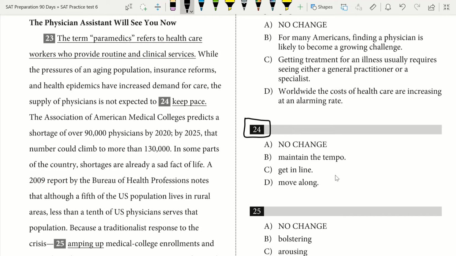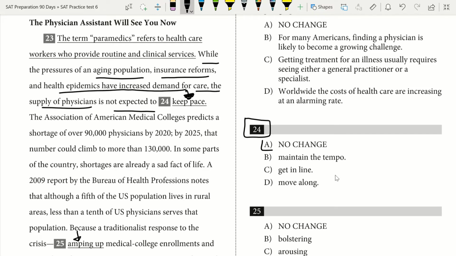So when dealing with words such as in 24 and in question 25, I want to show you the process and the thought process that I would use to find the correct answer. So let's go ahead and run through 24 real quick. "While the pressures of an aging population, insurance reforms, and health epidemics have increased demand for care, the supply of physicians is not expected to keep pace."